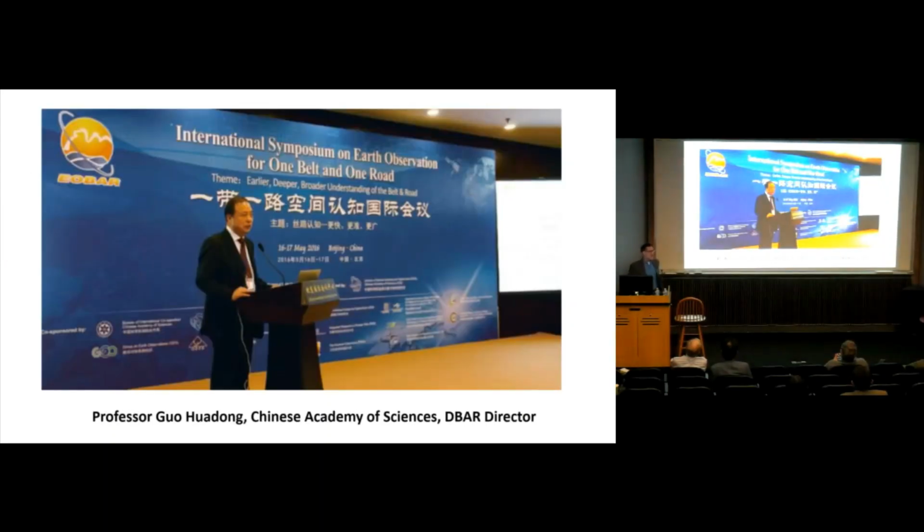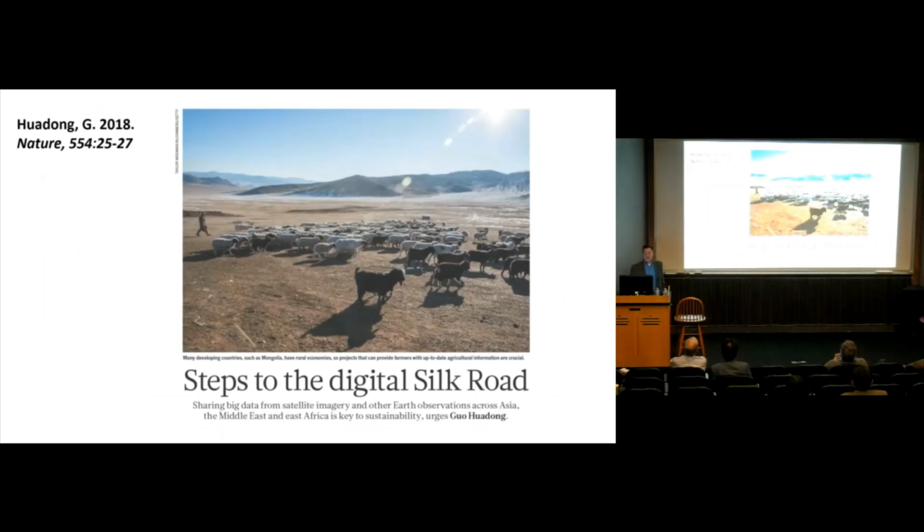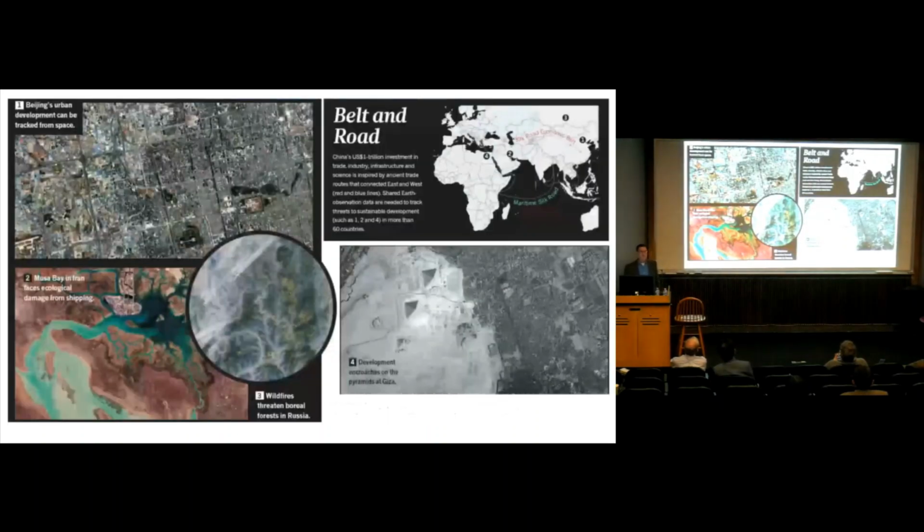Professor Guo Huadong is the director of DBAR from the Chinese Academy of Sciences. And recently, last year, he published a commentary in the journal Nature, "Steps to the Digital Silk Road: sharing big data from satellite imagery and other Earth observations across Asia, Middle East, and East Africa is key to sustainability." And there are many things that we can do and we can observe with satellite remote sensing data.